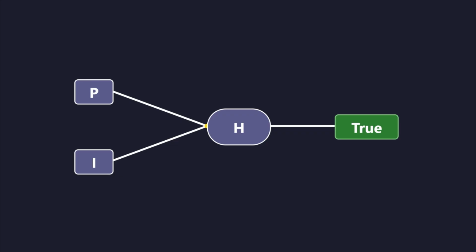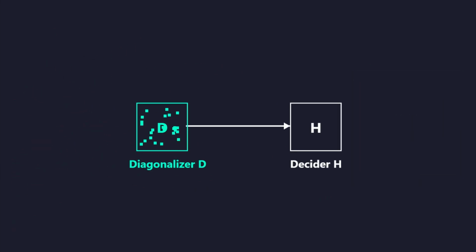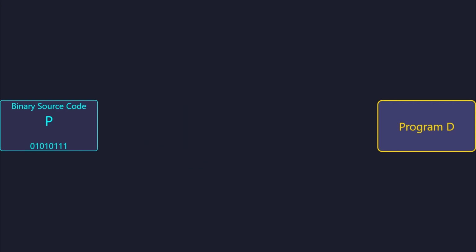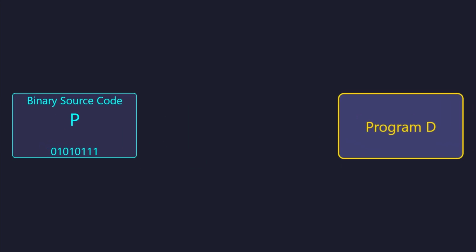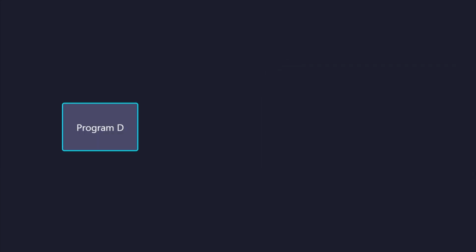If program P halts on input I, function h returns true. If program P loops forever, function h returns false. We now construct a new specialized program called D, which stands for the diagonalizer, to challenge the decider H. Program D takes a single input, which is the binary source code of any arbitrary program labeled as P.